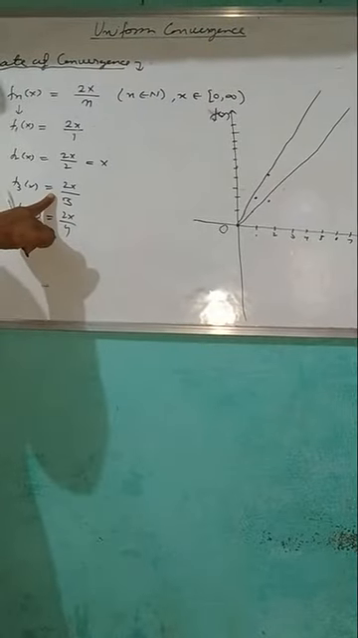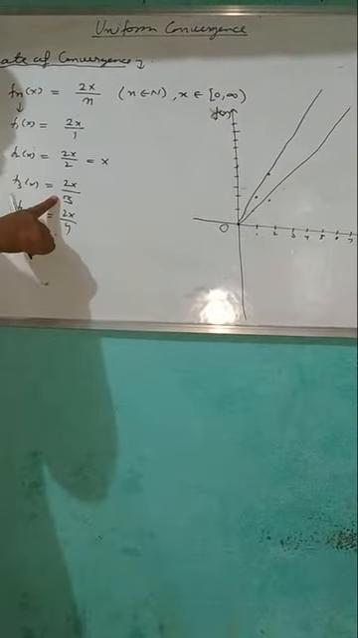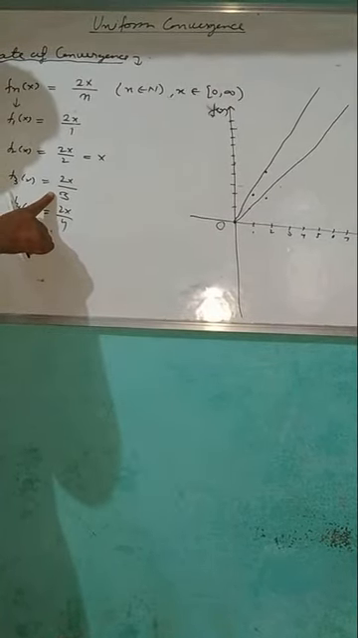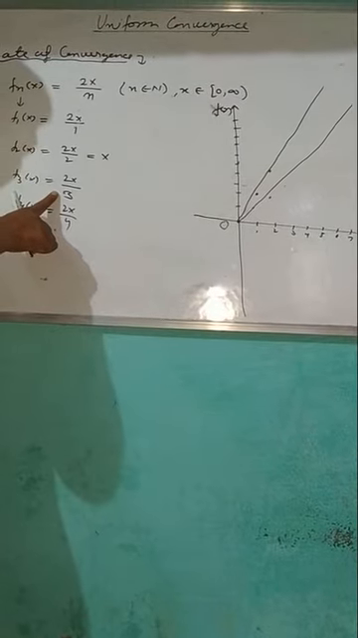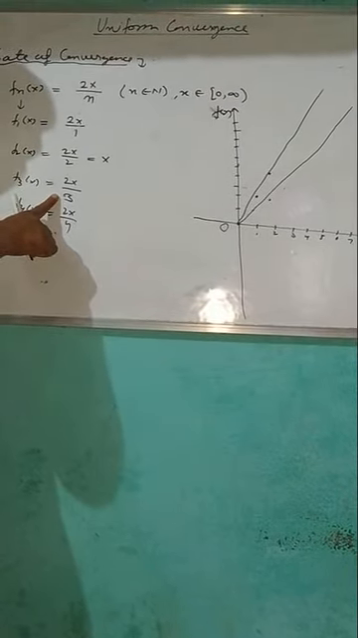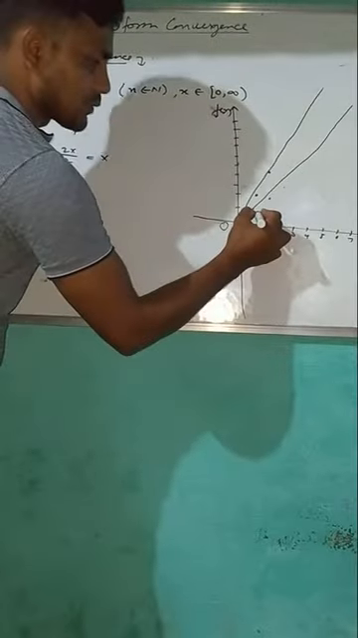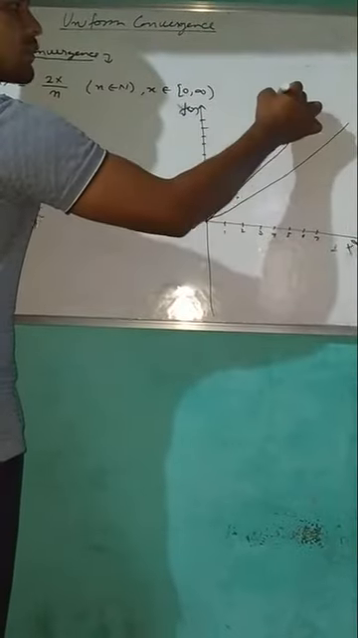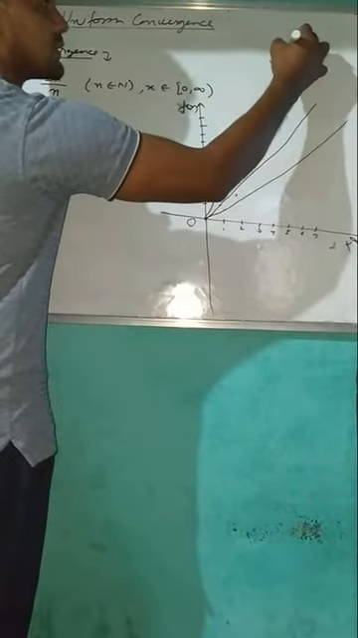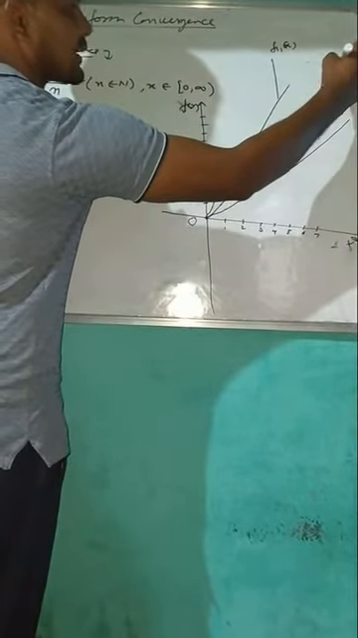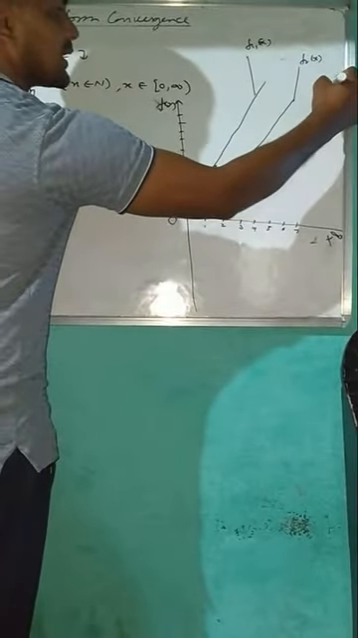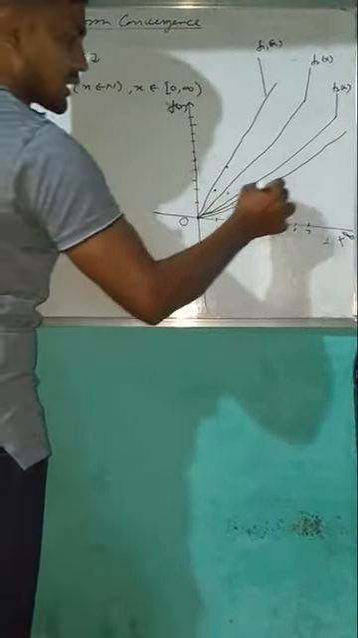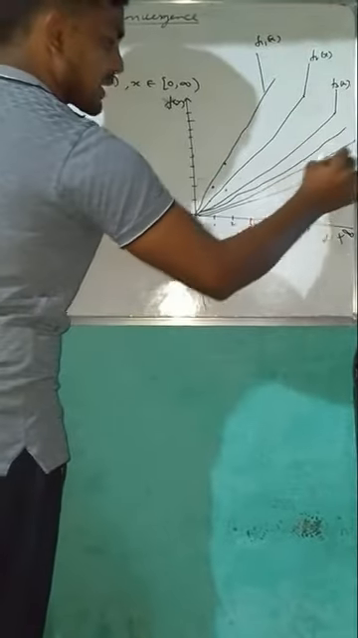Similarly, for the third, when x equal to 0, then 0. When x equal to 1, then it is equal to 2 upon 3, it means 0.6. The graph starts from this point, and the graph of the third function is this. Okay, this is the graph of the first function f1(x). This is the graph of the second function f2(x). This is the graph of the third function f3(x), and similarly this is the graph of the fourth function f4(x). Next graphs are f5(x), f6(x), and so on.